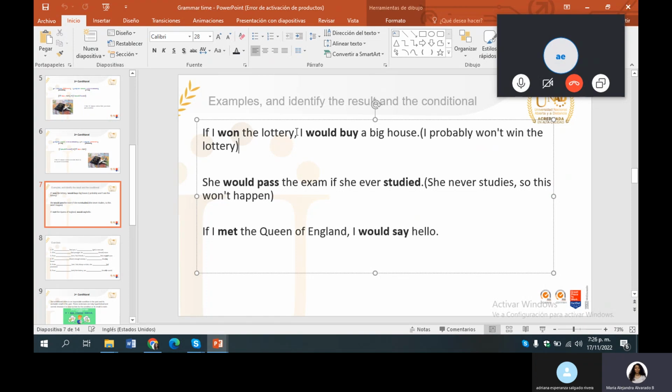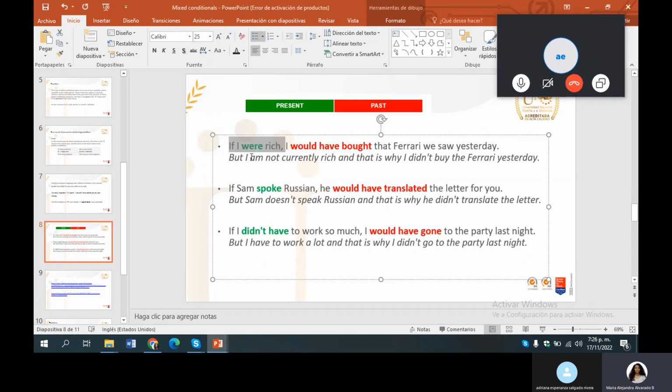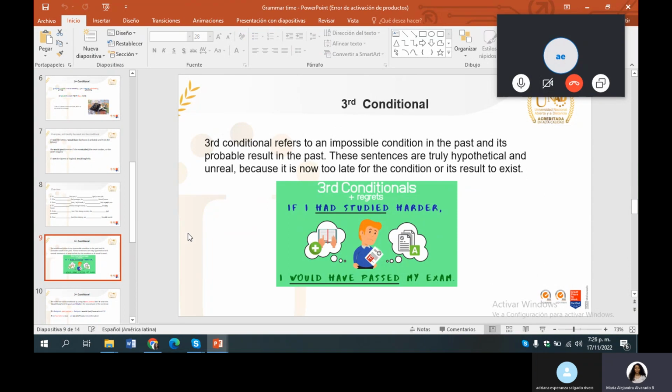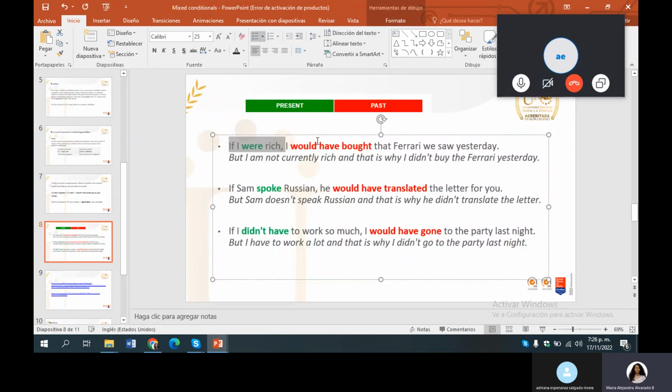So what happened here? We have the present, if I were rich, and here we have the past, I would have bought. In a normal second conditional, we don't use this structure, but we use this structure in the third conditional. So basically, this is a combination between second conditional and third conditional. You know what I mean?